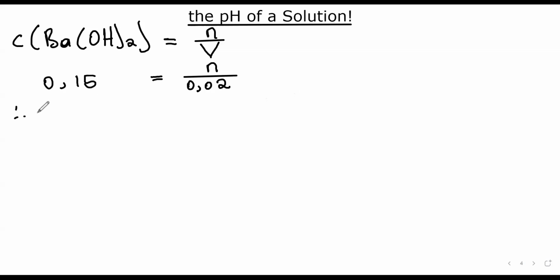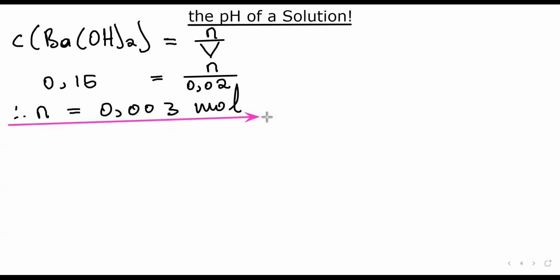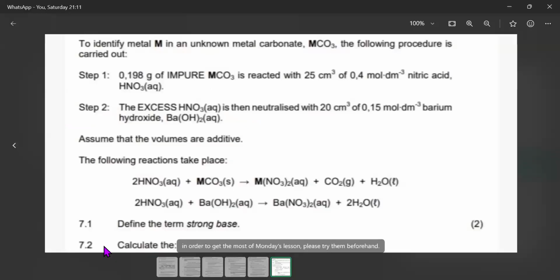Then in order for us to find these moles of barium hydroxide, we just cross multiply, in which case we simply get 0.003 moles. So these are the moles of barium hydroxide that reacted with the nitric acid. But it's not the moles of nitric acid that reacted with barium hydroxide.